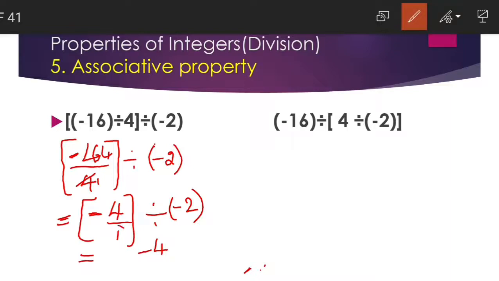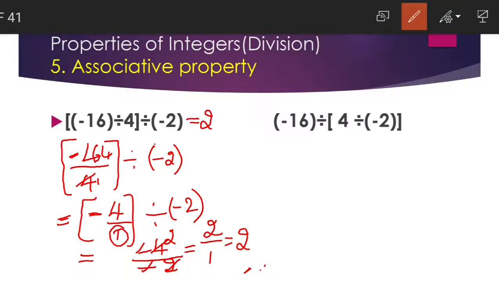Minus 4 by 1 is nothing but minus 4, so divided by minus 2. Okay, so do the division: minus, minus cut, 2 ones are 2, twos are 2. Once again we are getting 2 by 1, and 2 by 1 is nothing but 2. That means the value of this is 2.